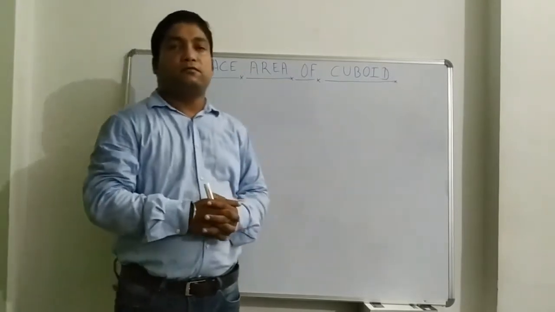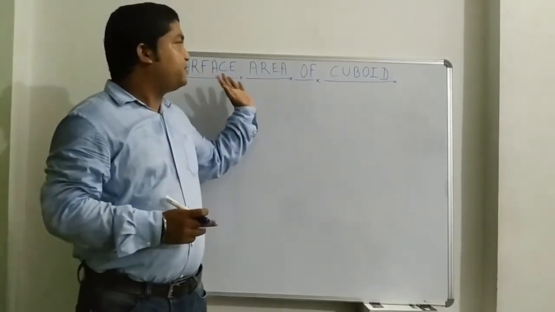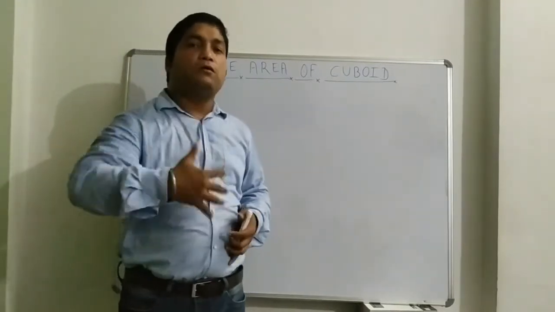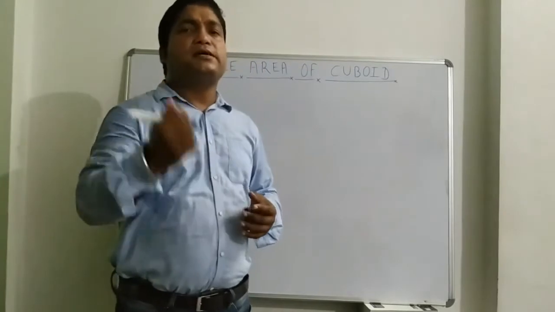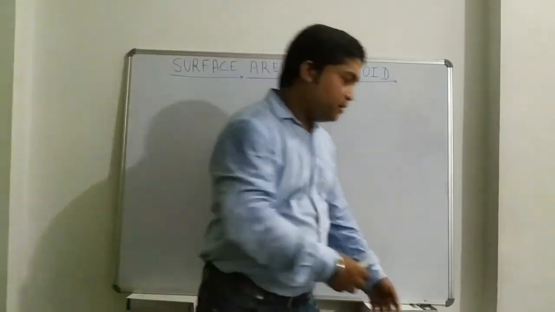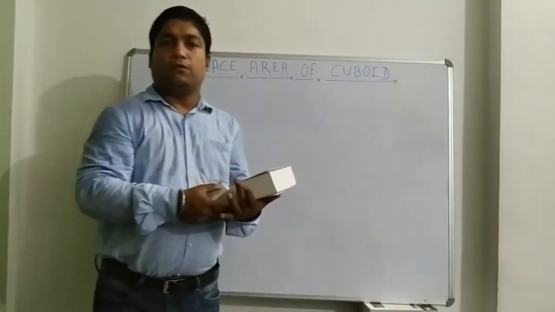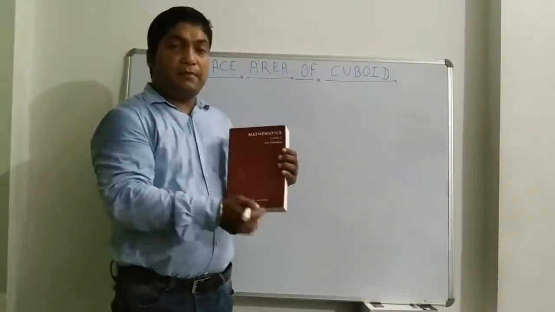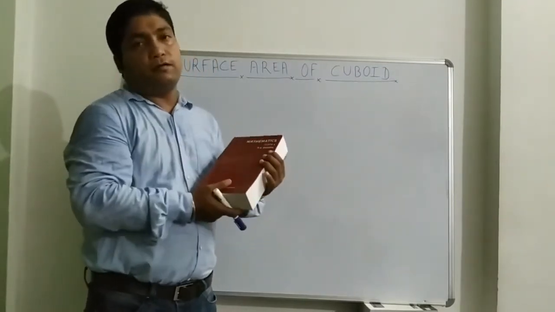Of a cuboid. Before starting the formula of the surface area of a cuboid, first we have to have knowledge about the cuboid. In our general life, we have seen a lot of examples of the cuboid. Our first example is that all of you know about the book. This is the mathematics book, an example of the cuboid.